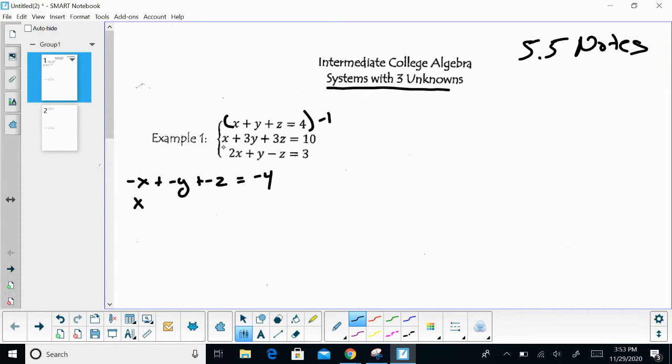Now let's rewrite the middle equation and go ahead and do elimination. My -x and my x cancel. So now I've got 2y plus 2z equals 6. Not 8, sorry, 6.